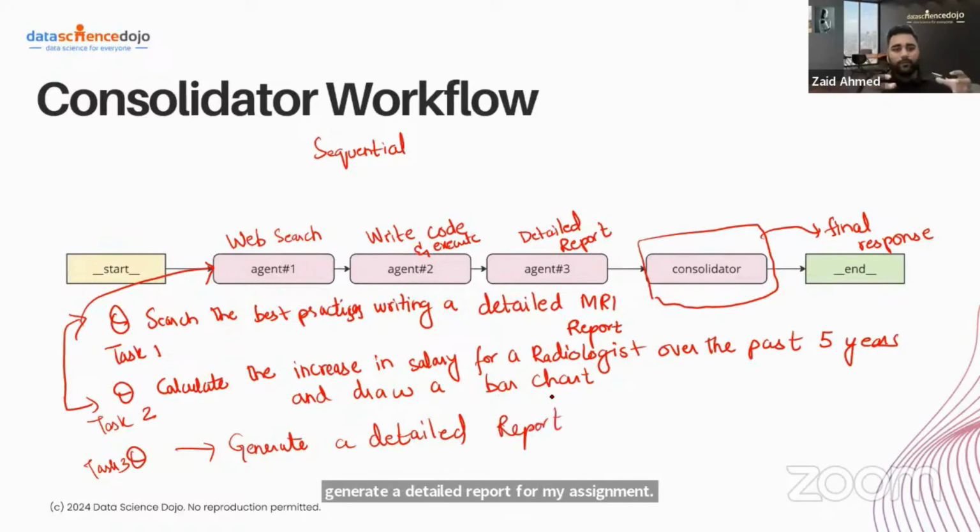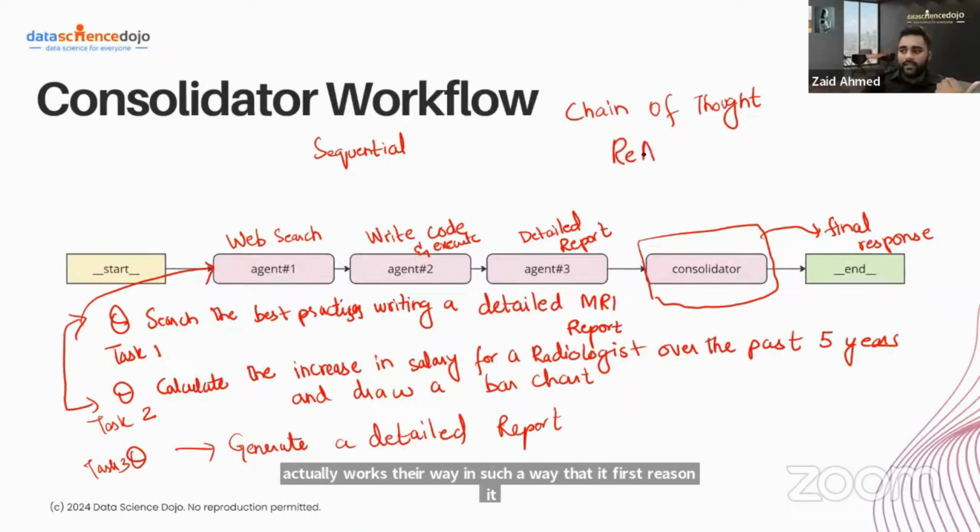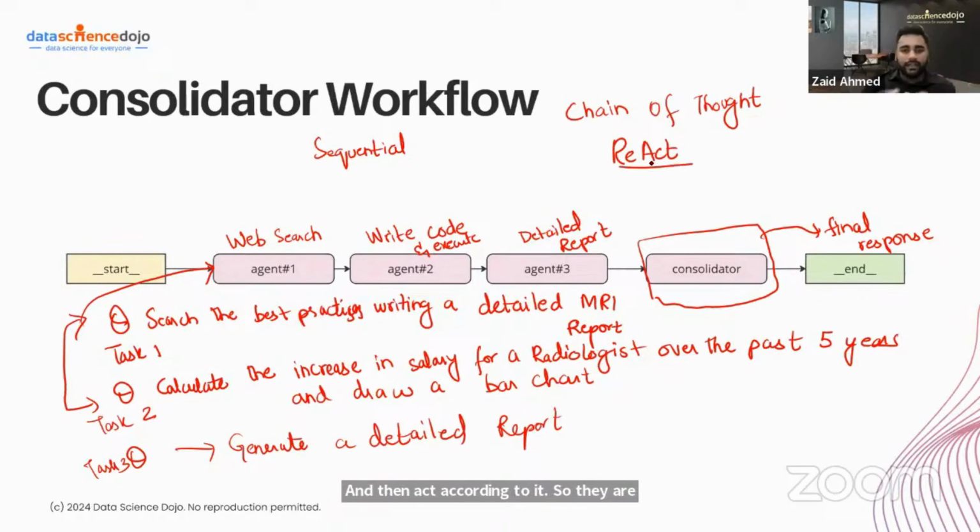And this would be done in the form of a chain. You can also call it a chain of thought. These agents are called ReAct agents, which work in such a way that they first reason and then act according to it. They reason given the set of tasks, and then they act accordingly. So this was an example of how these consolidator workflows work.